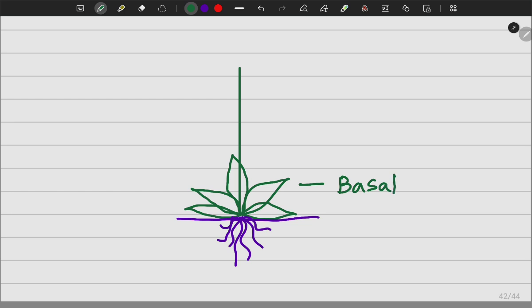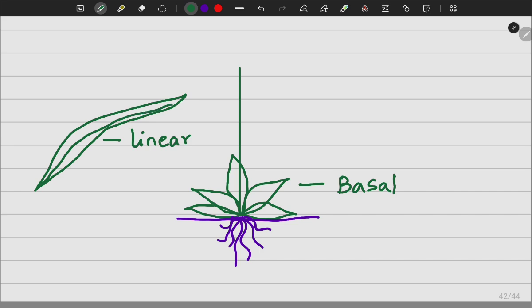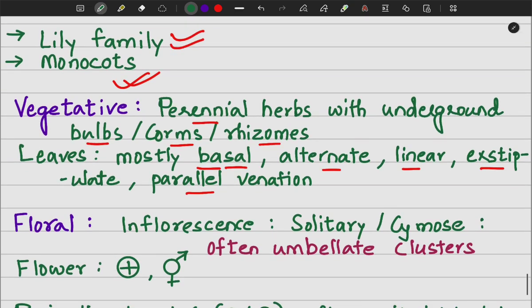Also the leaves are linear. The leaves are linear meaning that they are long and slender, and the edges of the lamina are parallel to each other. So you must have seen grasses, right? How do the leaves of the grass look? A grass blade looks like this. So they are long and slender. So these type of leaves are called linear leaves. Alright, so the leaves are basal, linear. They have alternate phyllotaxy. Stipule is absent and venation is parallel.